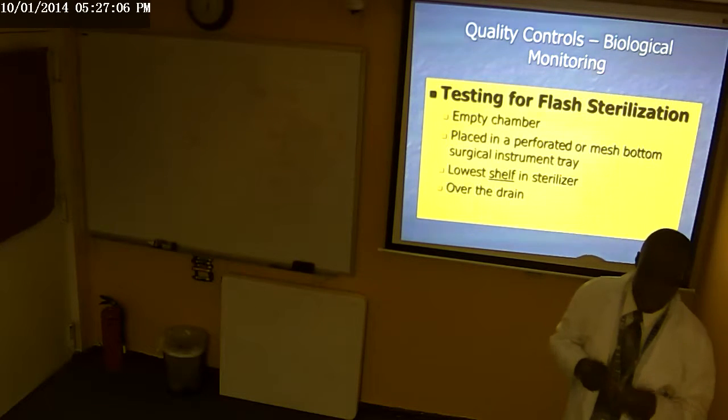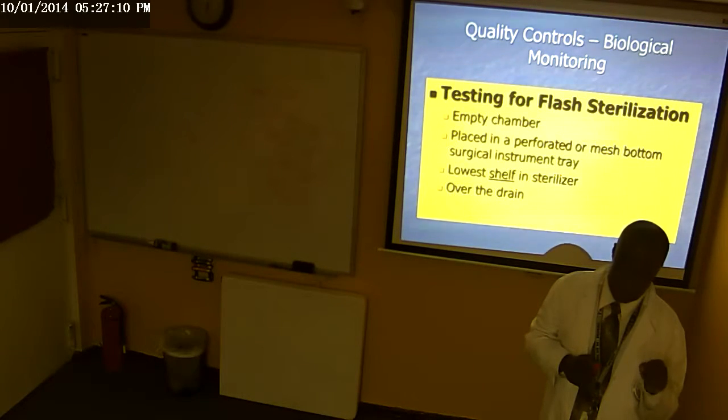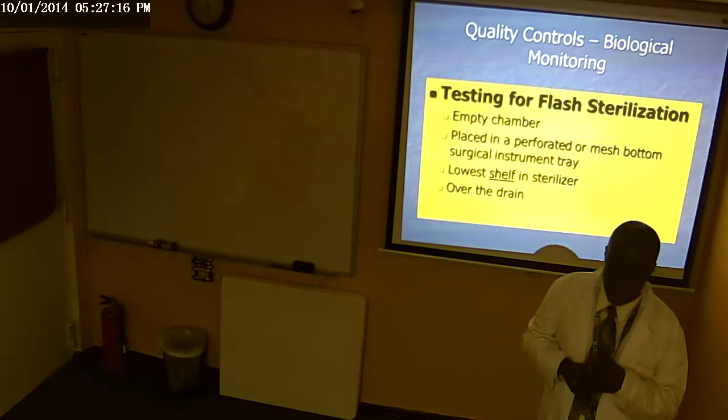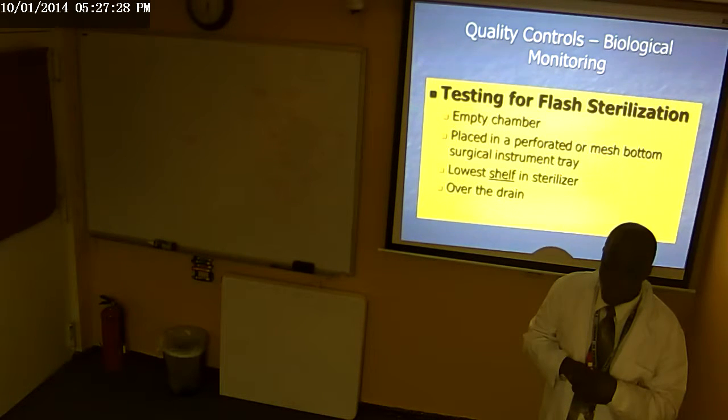Remember I said the Bowie-Dick test you can only do in what type of sterilizer? Dynamic or pre-vac. In gravity you don't do Bowie-Dick because air is removed naturally. The function of the Bowie-Dick test is to measure the ability of your machines to remove air. Air is removed naturally by a gravity sterilizer, so you don't need a Bowie-Dick test.